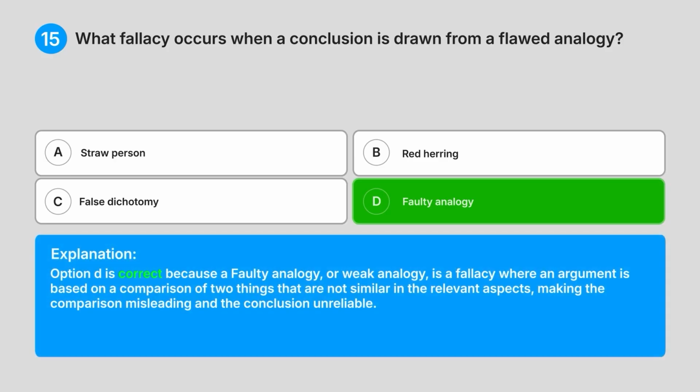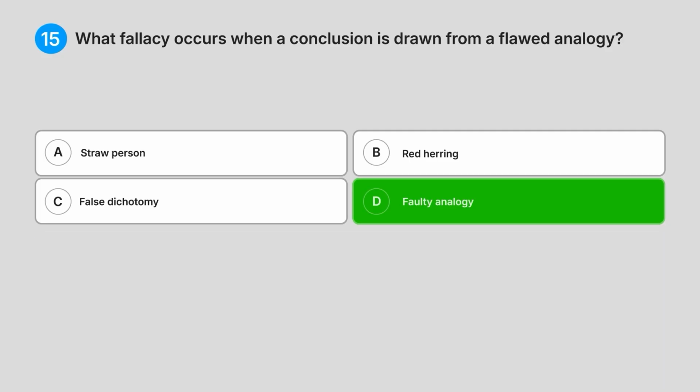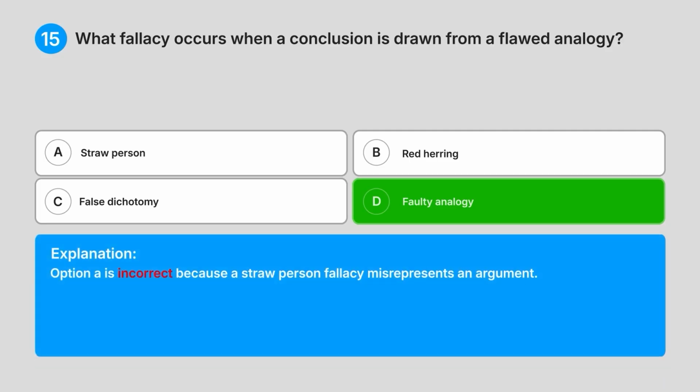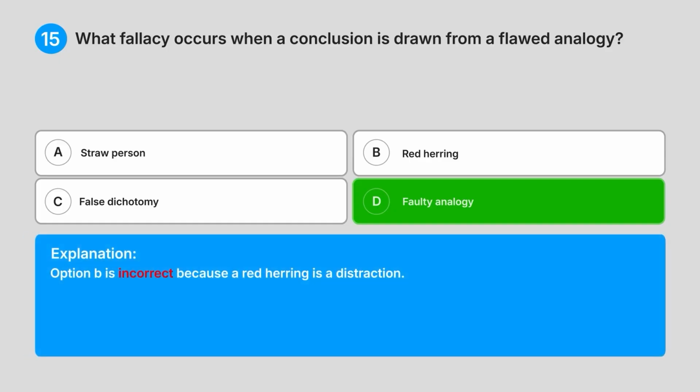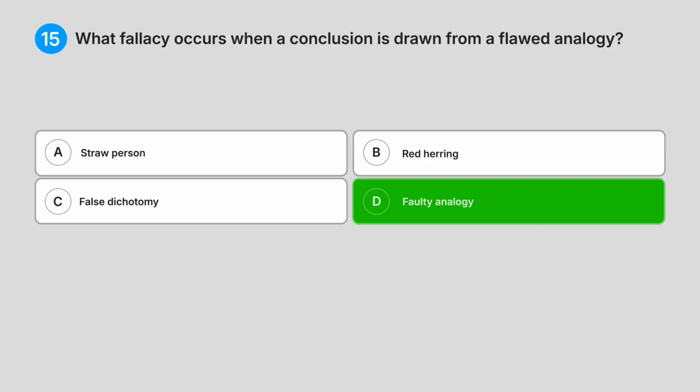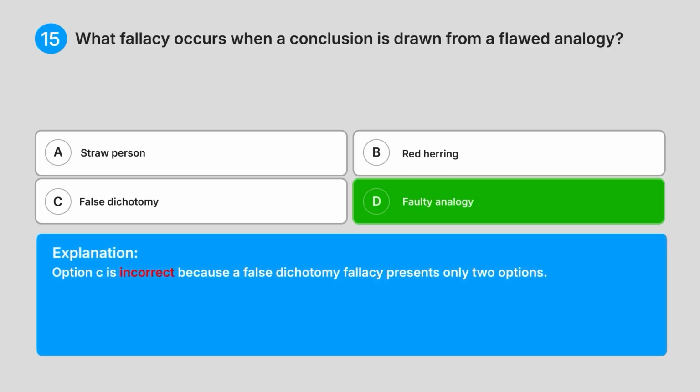Explanation. Option D is correct because a faulty analogy, or weak analogy, is a fallacy where an argument is based on a comparison of two things that are not similar in the relevant aspects, making the comparison misleading and the conclusion unreliable. Option A is incorrect because a straw person fallacy misrepresents an argument. Option B is incorrect because a red herring is a distraction. Option C is incorrect because a false dichotomy fallacy presents only two options.